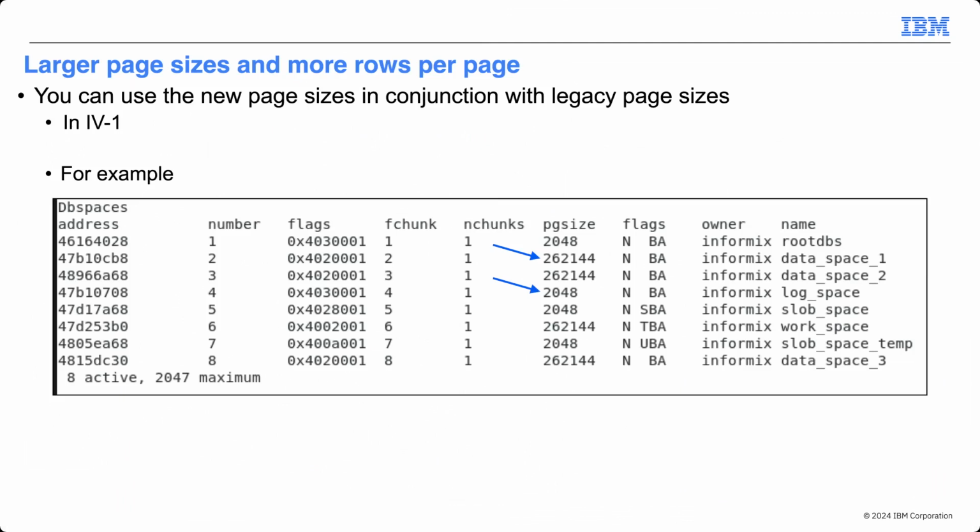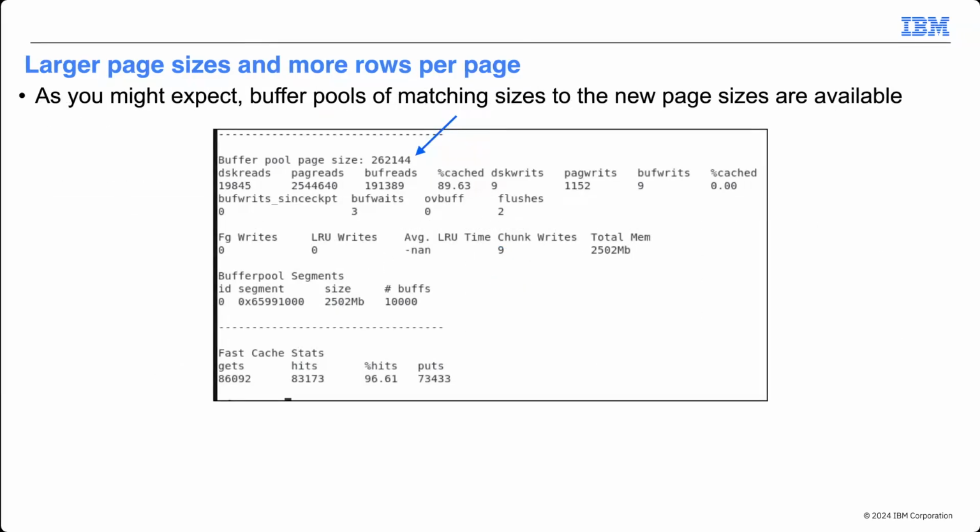So, it's perfectly legal, it's perfectly fine to intermingle different size pages within the instance. As you might expect, if you create a 256K page size, you're going to get a 256K buffer pool to go with that. And it can be managed just like all the other buffer pools that you've had in the past.